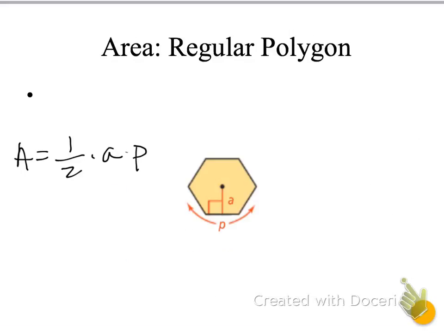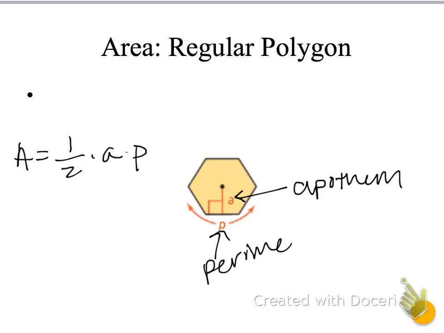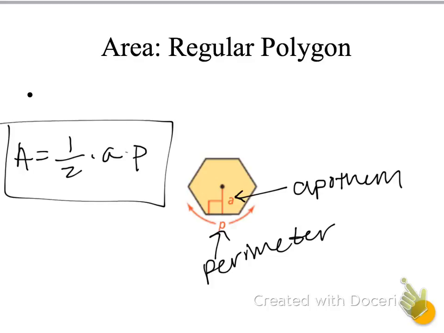Okay, so to find the area of a regular polygon, you're going to take 1/2 times your apothem, the length of this perpendicular line, times your perimeter. To find the perimeter, normally you would add up all the sides, or you can multiply by how many sides there are if you only have the length of one side. This is the equation that we're going to be using for these.